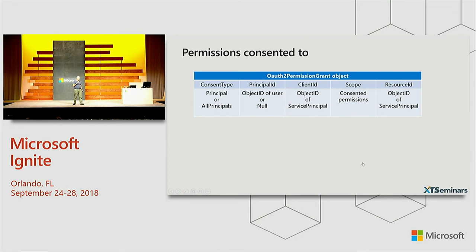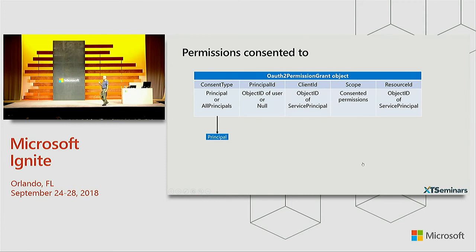And how are the permissions held? They're actually held in an OAuth2 permission grant object. There are 5 components of that object. Number 1 is a consent type. The consent type is either principal or all principals. If it's principal, it means a user has consented to this. If it's all principals, it means an administrator has consented on behalf of absolutely everyone, so no one's going to be prompted. Right? So in this particular case, I'm choosing principal.